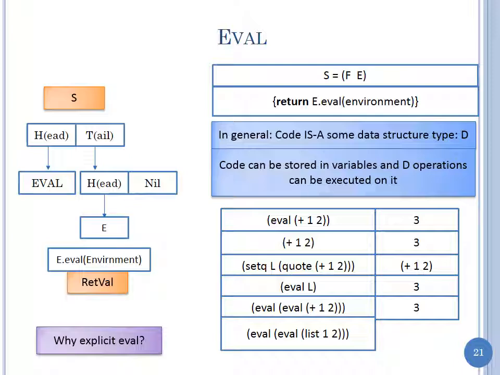Eval, list 1, 2. What will the inner eval return? A list with 1 and 2. What will the outer eval try to do then? It expects the first element of that list to be an operator. Is 1 an operator?